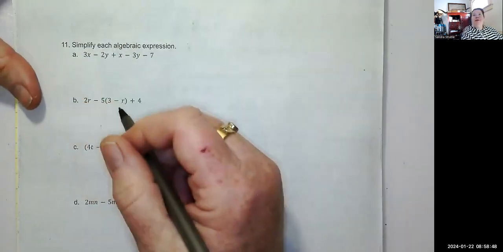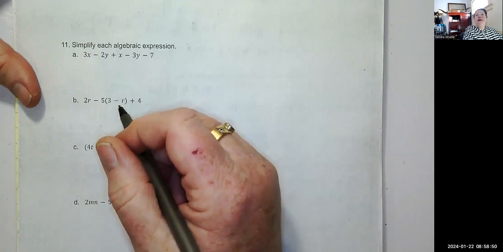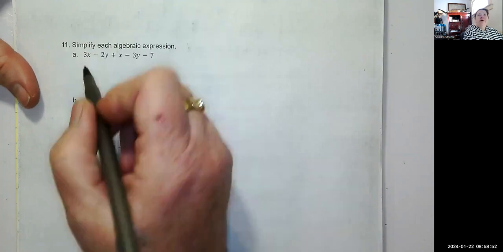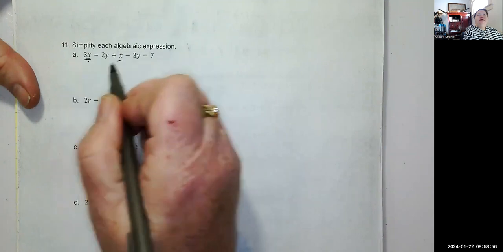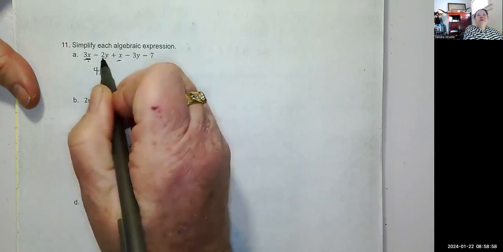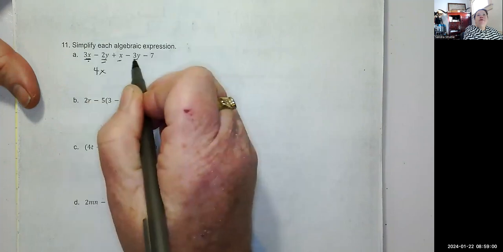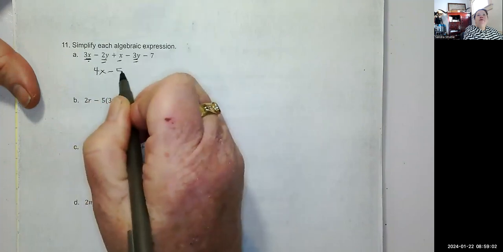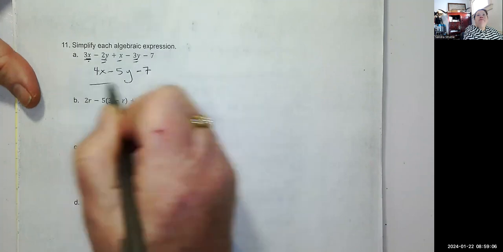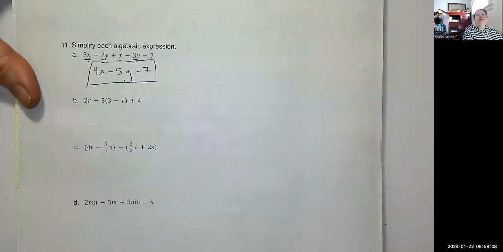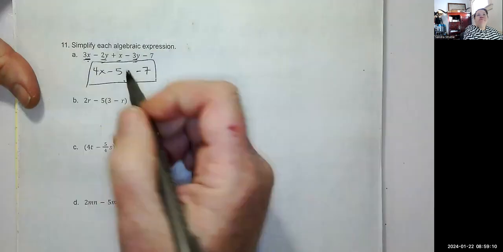All right, simplify each algebraic expression. Well, we have to combine like terms. We cannot combine anything unless they are like terms. So unless it has just an x, we can't combine it. So 3x and x is 4x. -2y and -3y is -5y. And then we've got -7 kicked out here to the side. That's combining like terms or simplifying.